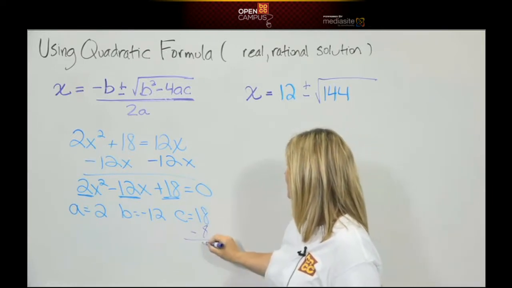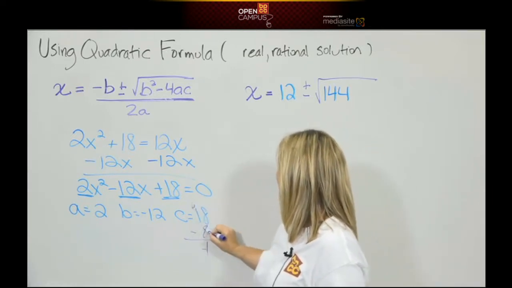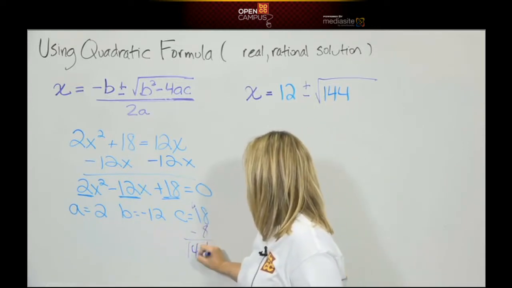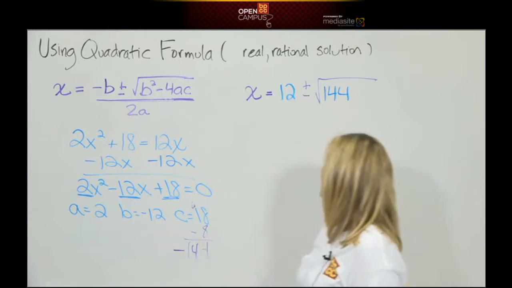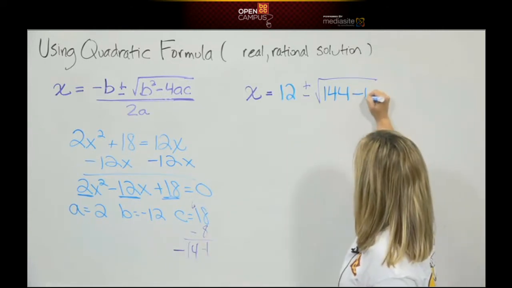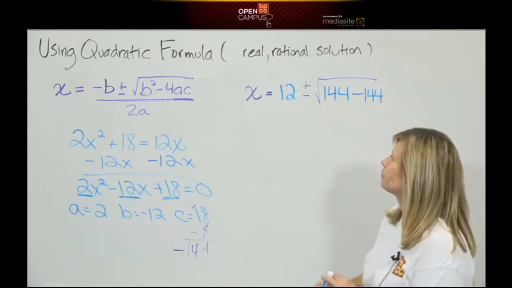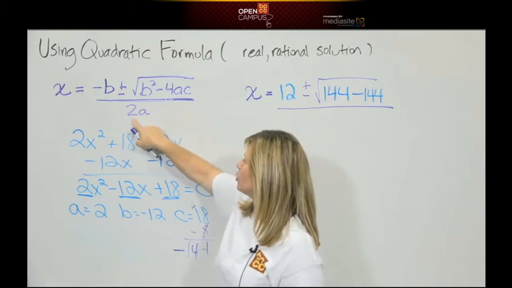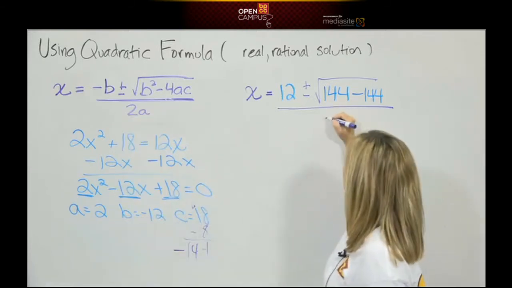Well, 8 times 8 is 64. 8 times 1 is 8. And 6 more is 14. And a positive times a negative would be a negative. So that would be negative 144. So that's what I write here, minus 144. All over 2 times a. 2 times 2 is 4.